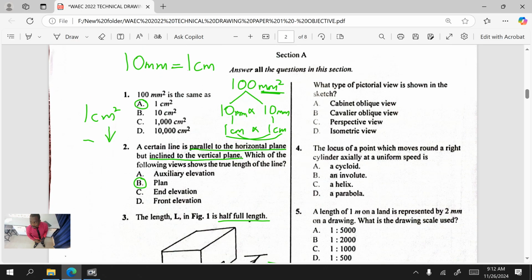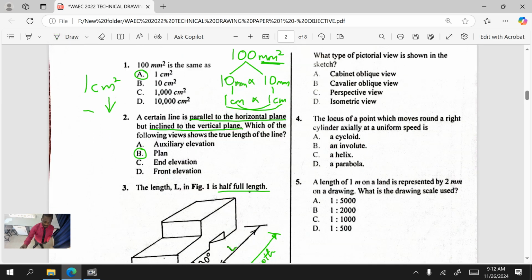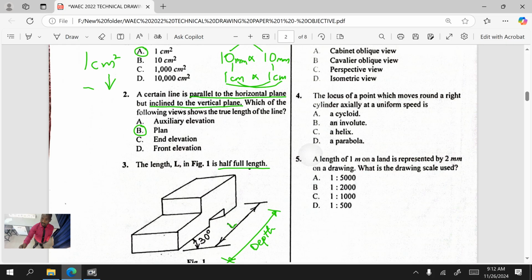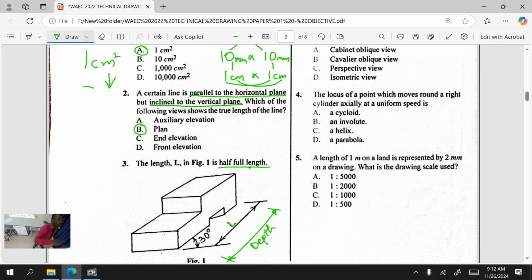Let's look at the question. What type of pictorial view is shown in the sketch? When we draw the depth of an oblique projection to half full length, the drawing is referred to as cabinet oblique drawing. So the answer is A, cabinet oblique view. This is half full length.